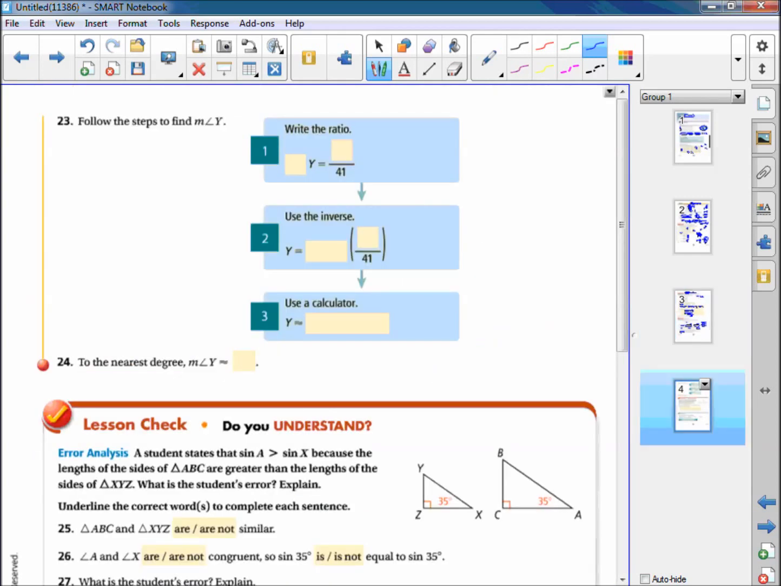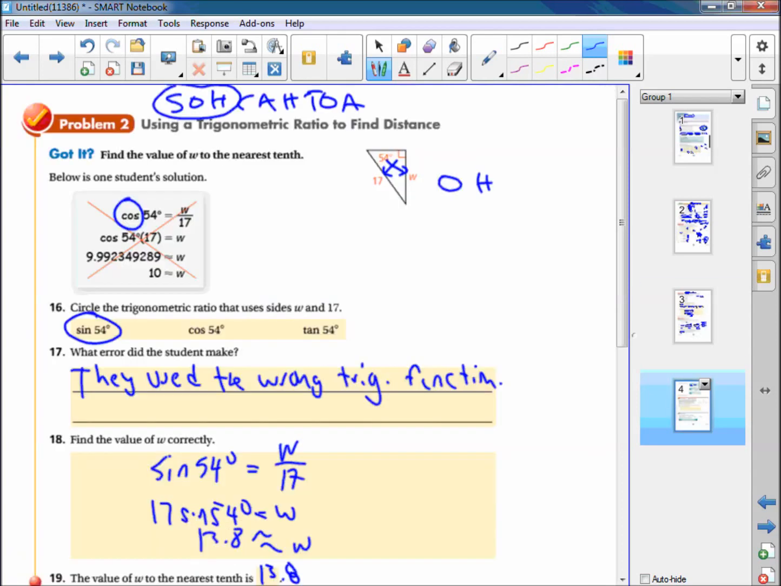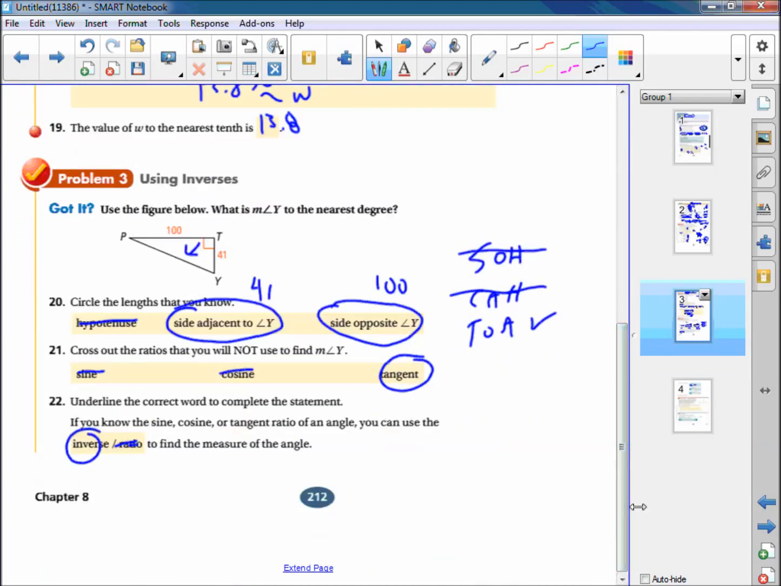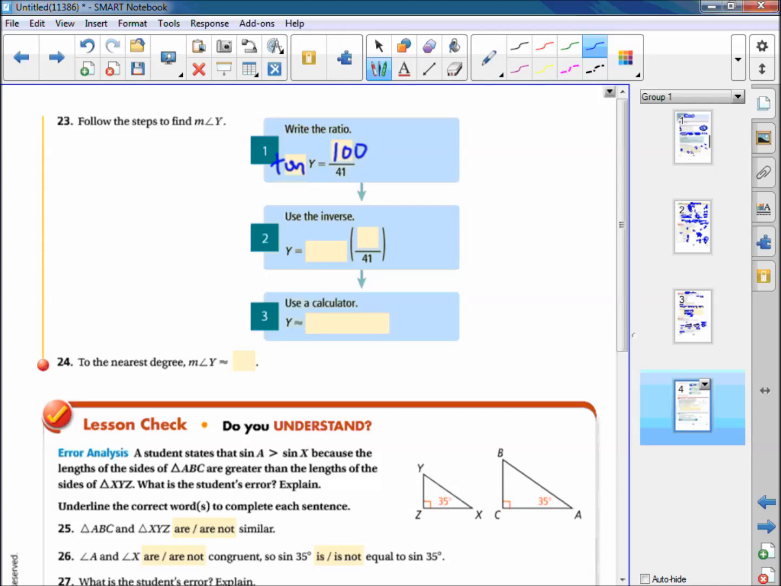Follow our steps here. So we knew the tangent of angle Y was equal to 100 over 41. 100 was the opposite and 41 was the adjacent. So if we flip back and look, our opposite and adjacent are 100 and 41. Okay. Use our inverse here. So Y is going to equal the inverse function of tangent of 100 over 41.